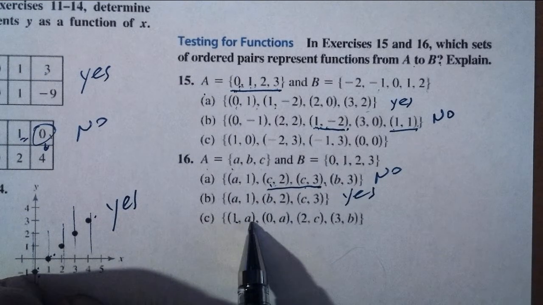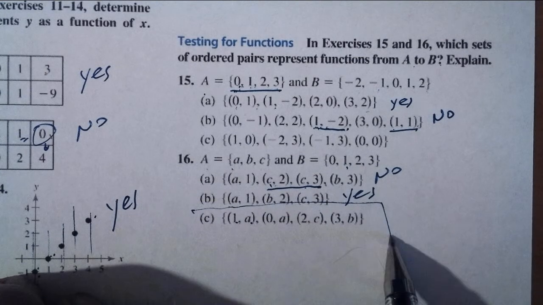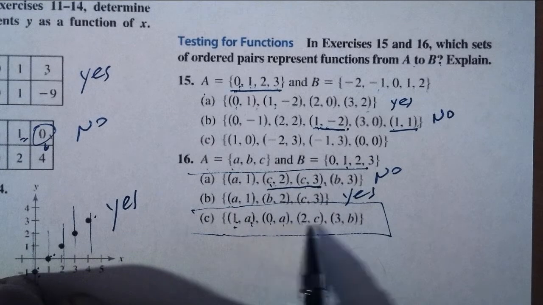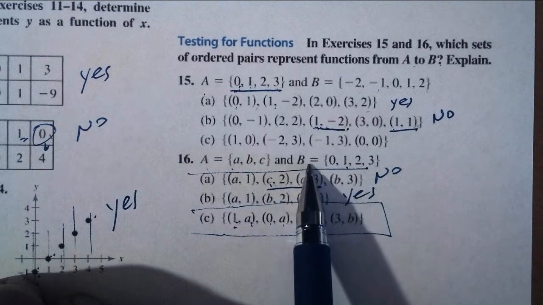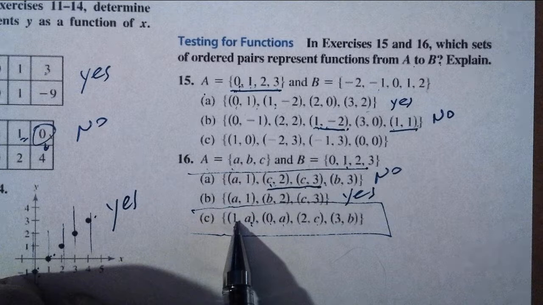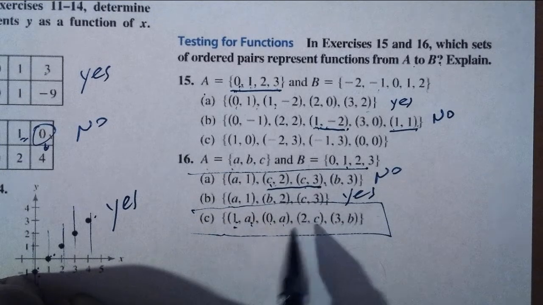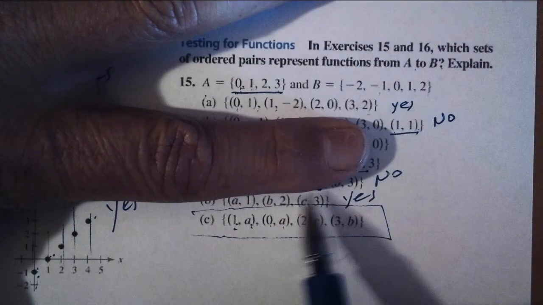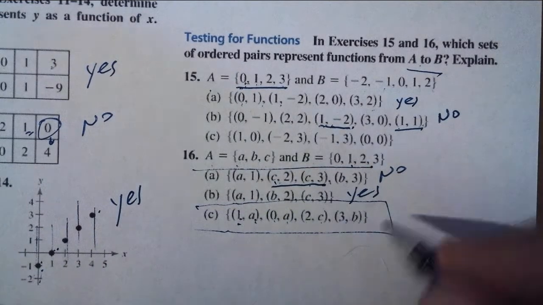Now 1s into A's, if I just look at this down here without looking up here, 1A, 0A, 2C, 3B, that is a function, but it is a function from B back onto A. A needs to be in the dependent variable position. B needs to be in the independent variable position. So while this is a function without seeing anything above, this is not a function from A to B.